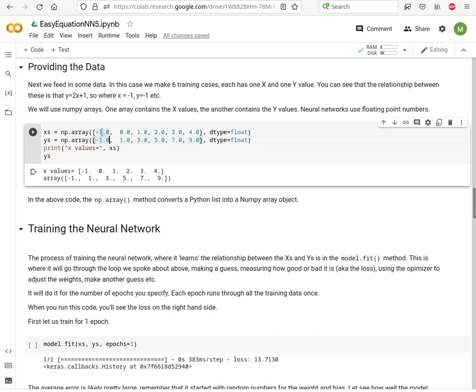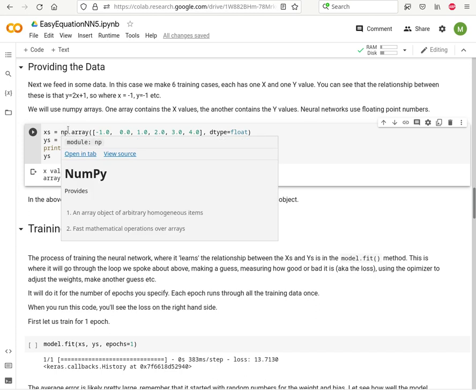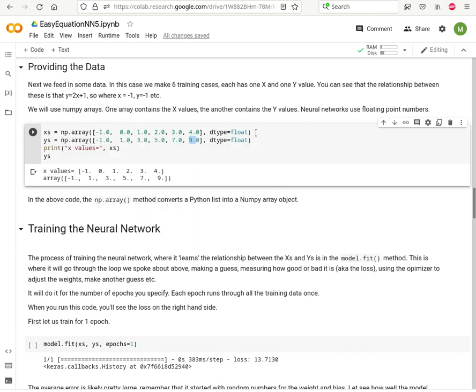Minus 1 times 2 plus 1 is minus 1. 0 times 2 plus 1 is 1, all the way up to 4 times 2 plus 1 is 9, okay? So we have here what? We have half a dozen training values that range from minus 1 to plus 4. All right. If you haven't seen it before, these are called NumPy arrays. NumPy is a module of subroutines that you can call out of Python, which do numerical operations much more efficiently than using the Python lists. So that's really all they're for.